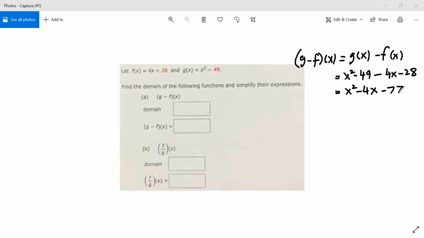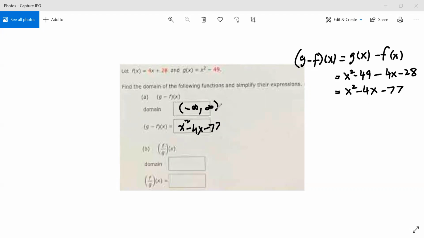Now we're going to compute the domain as well. So we put here x squared minus 4x minus 77, and the domains of g and f are both all real numbers. Therefore the domain of the difference is all real numbers, because the domain of g minus f, g plus f, g times f is going to be the intersection of the domains of both functions. Both functions have all real numbers, so the domain of g minus f is all real numbers.